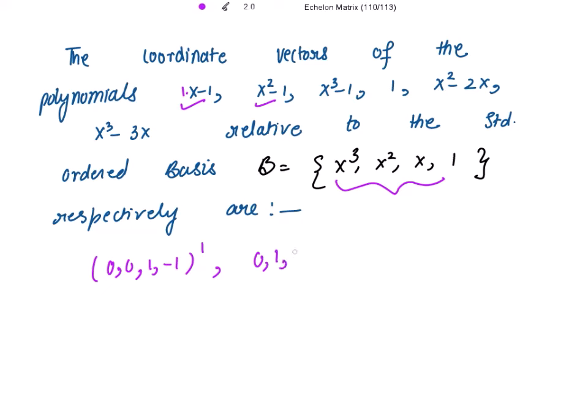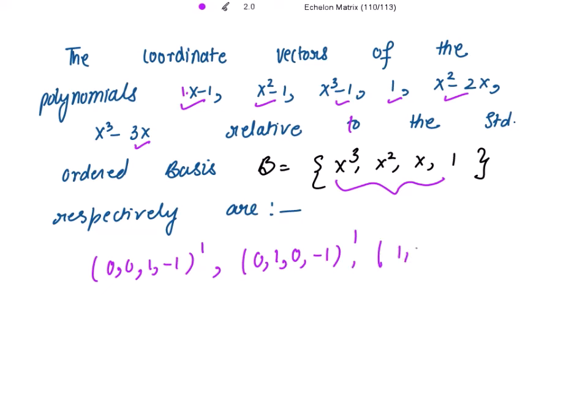Coefficient of x, it is 0. And the constant, -1 dash. Dash means I need to write this vector in a column vector. So this 0, 1, 0, -1 dash means I'm writing this vector in a column form, right? So similarly, let's get all the coordinate vectors for the other polynomials also.